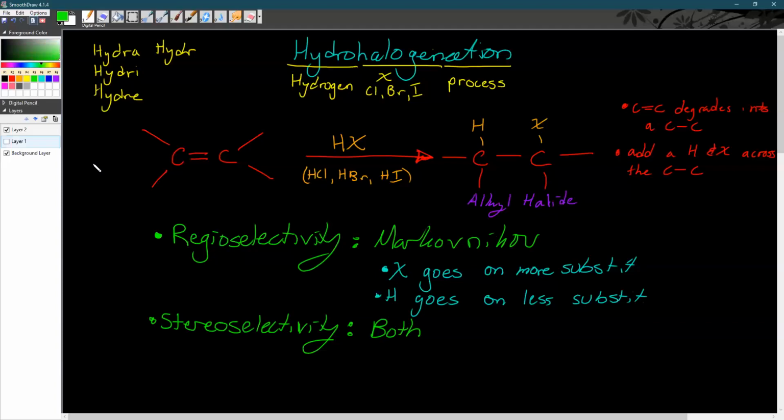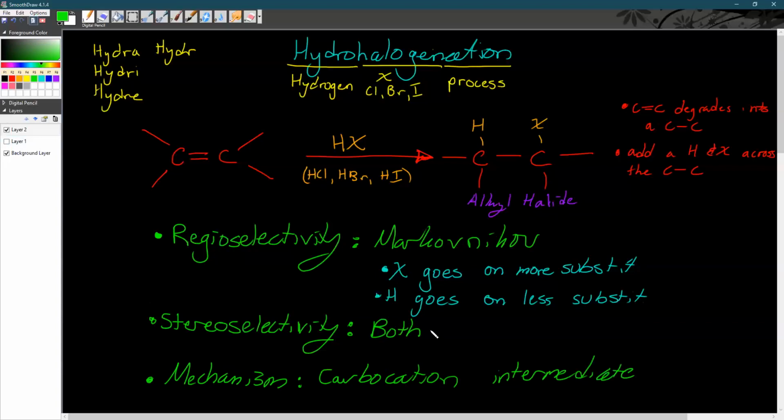And the last bullet point that we have for this is the mechanism. This proceeds through a carbocation intermediate. You're going to see me throughout this lecture writing C+, and that refers to a carbocation.